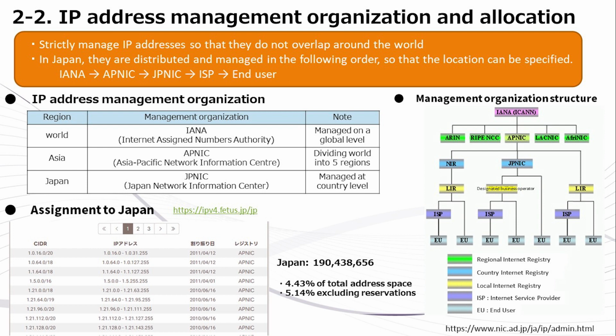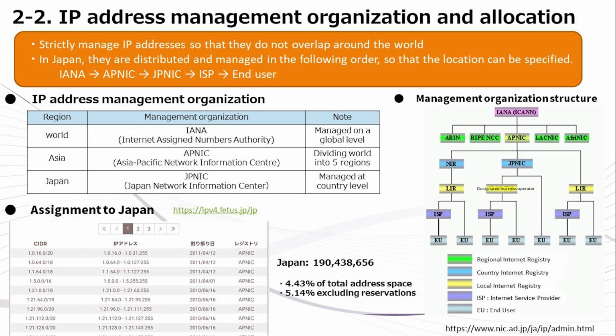For reference, about 190 million addresses have been issued to Japan by APNIC, which seems to be around 5% of the total. We end users use IP addresses managed by each ISP, so even if end users arbitrarily assign IP addresses, we cannot communicate and cannot use the internet.